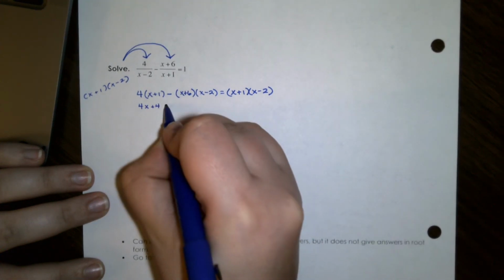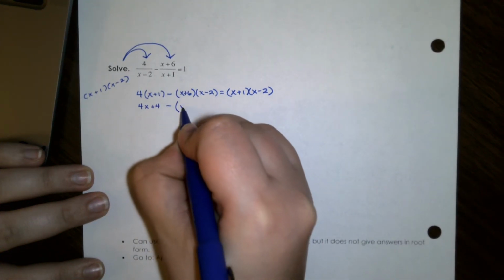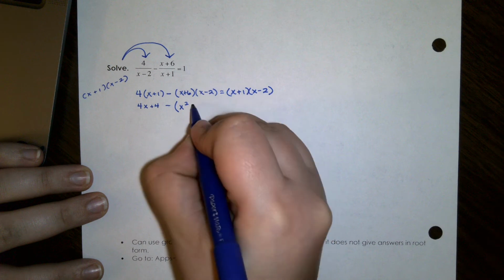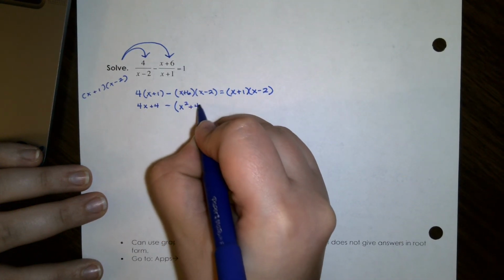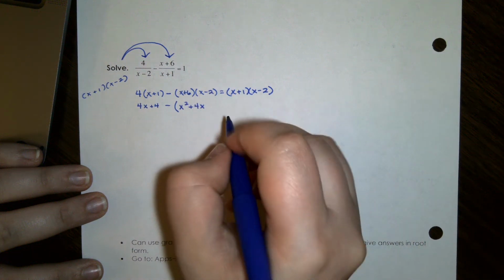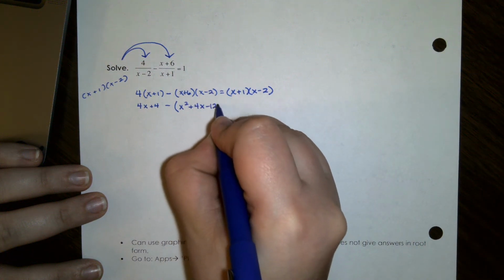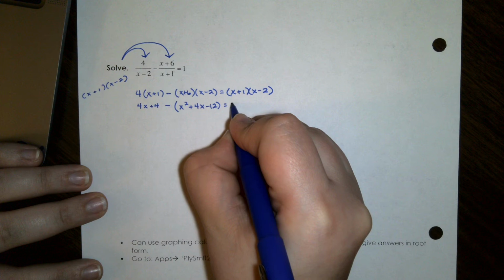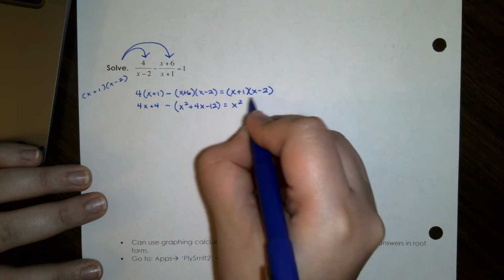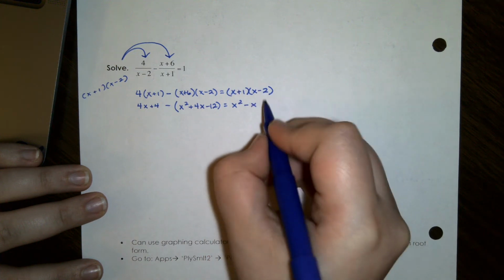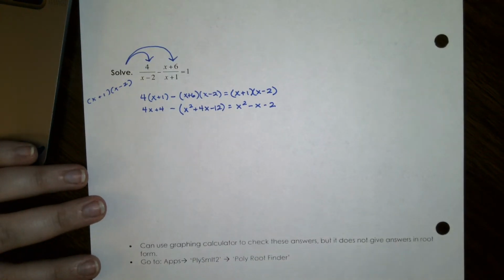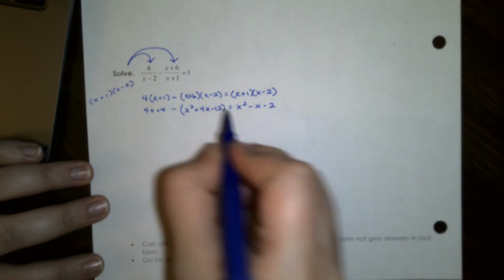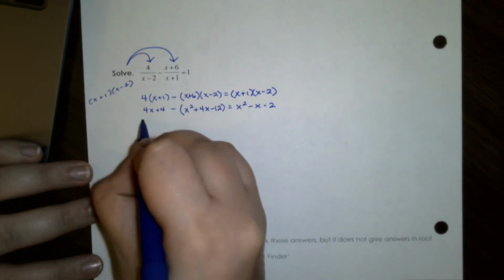I'm going to FOIL this first and then distribute that in. So x squared, negative 2x plus 6x would be 4x. 6 times negative 2 would be negative 12. X squared, negative 2x plus 1x would be negative x, and minus 2. And here, we're just going to simplify, and then I'm going to move these to the other side.